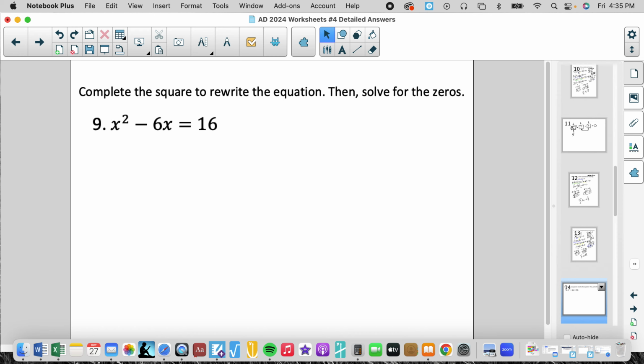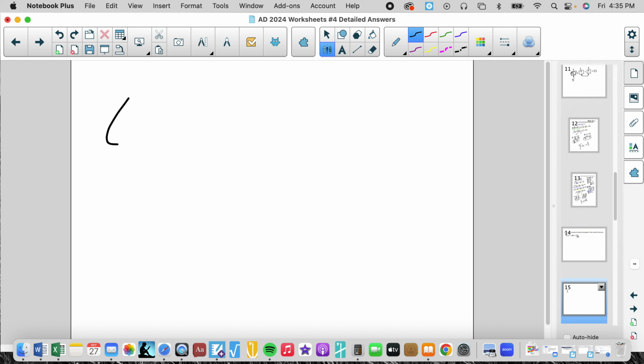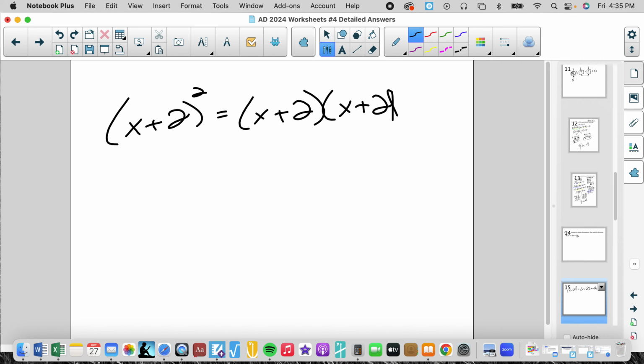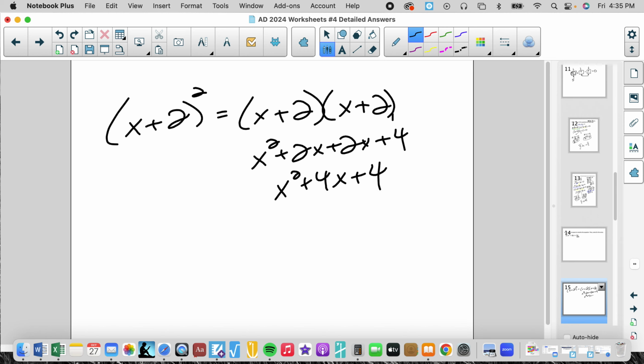All right, so complete the square. So completing the square means that this time we actually want the constant over here, because let's talk about binomial squares. So binomial squares, we remember this is a binomial square, and that produces this times this. Whoa. And that produces x squared plus 2x plus 2x plus 4, which equals x squared plus 4x plus 4.